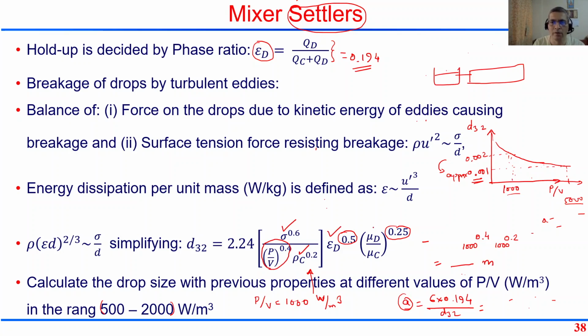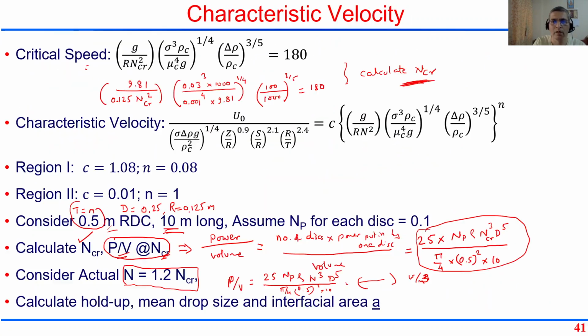Holdup, UD, UC. To get to the holdup, what do we know? How will you get holdup now? Holdup is going to come from this U0. So we'll have to calculate U0 at 1.2 times NCR. At this value of N, we have to calculate the holdup, isn't it? So what do you know here? g you know, r you know, speed you know, 1.2 times the minimum. All these properties you know, delta rho, rho c you know, these geometry parameters you know. So then U0 can be calculated at N equal to 1.2 times NCR.